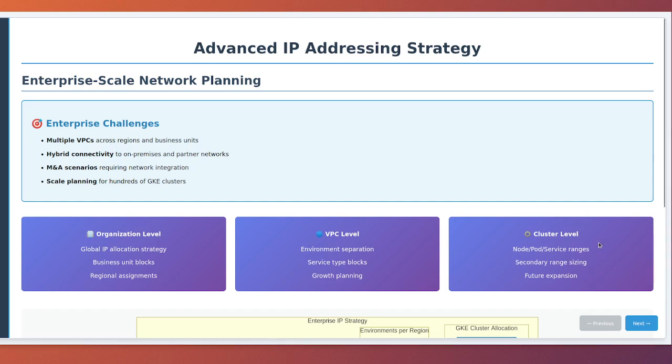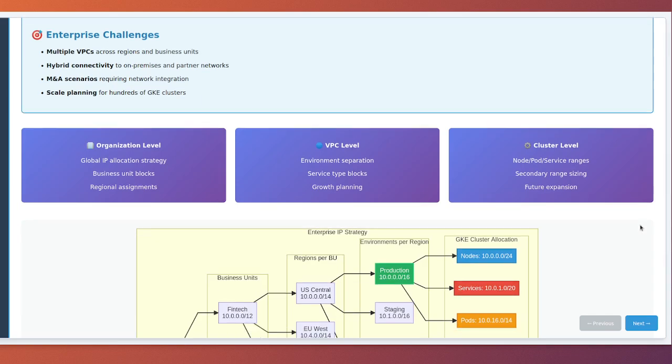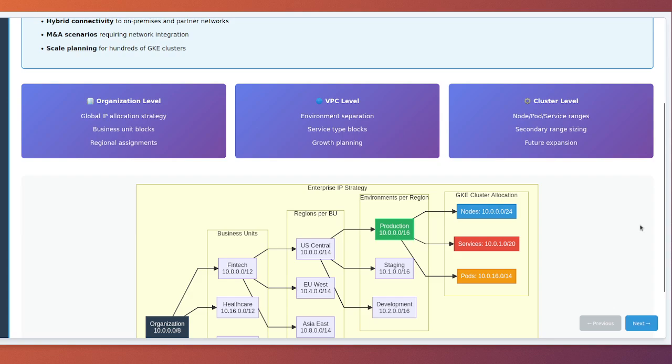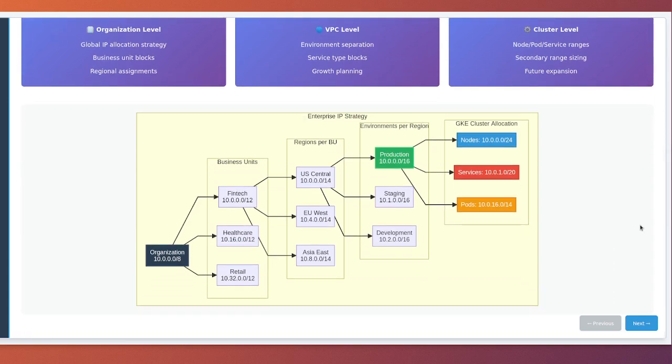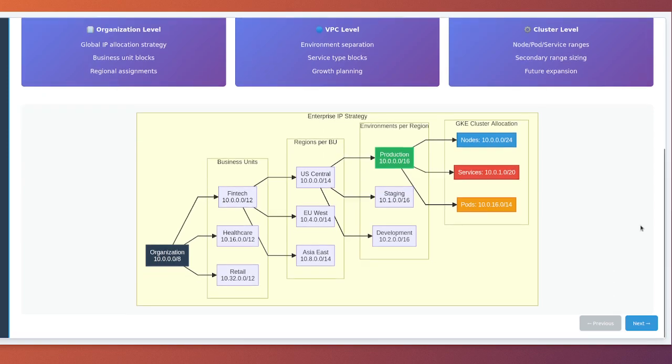Advanced IP addressing strategy. Now we're moving into advanced IP addressing strategies that can make or break your enterprise GKE deployments. This is where network engineering really separates the experts from the beginners. The fundamental challenge is this: as your organization grows, you'll have multiple VPCs, multiple GKE clusters, on-premises networks, partner networks, and maybe even acquired company networks that all need to communicate. One IP conflict can break everything.